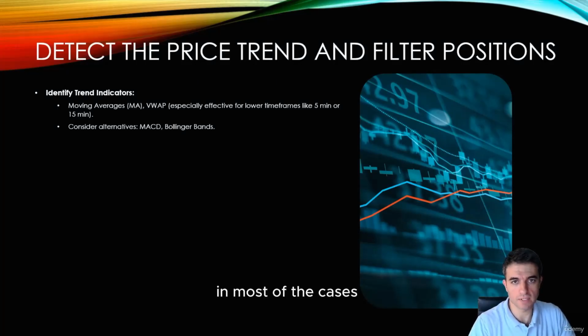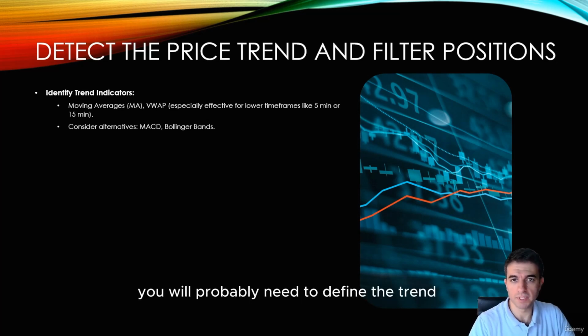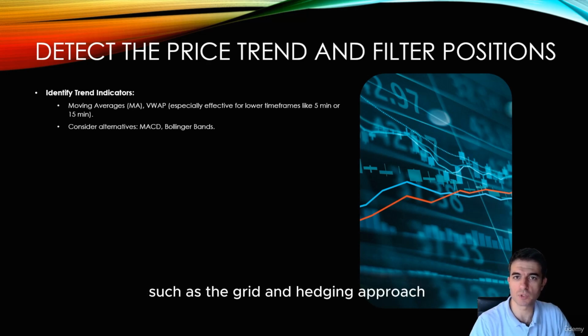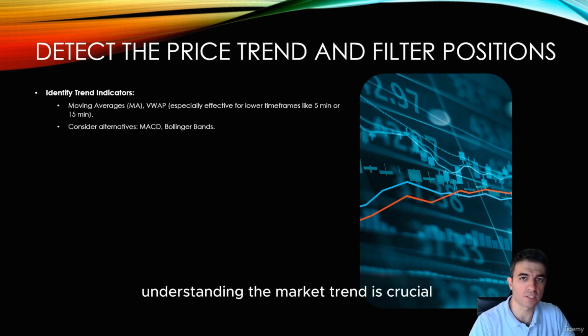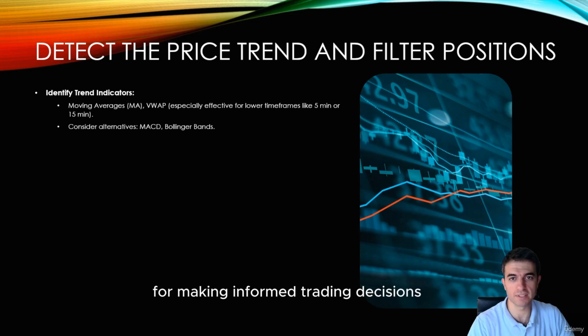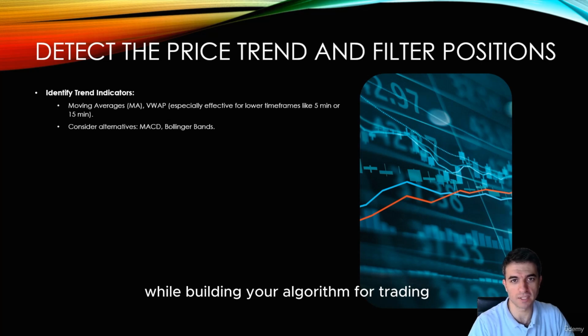In most cases, and whatever your trading system is, you will probably need to define the trend, unless you are trading trendless systems such as the grid and hedging approach, but we're not discussing this type of strategies in this course. So understanding the market trend is crucial for making informed trading decisions, and this is the first step you will need to master while building your algorithm for trading.